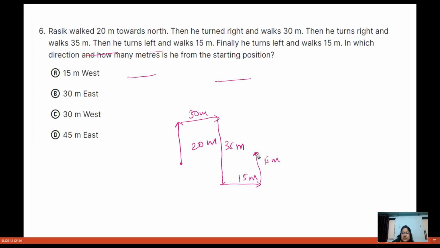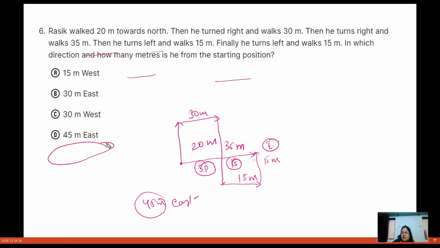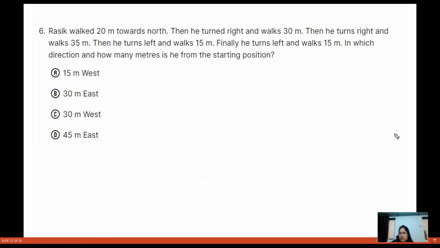So he is facing the north direction, but he has come in the east direction. From here to here, he has come in the east direction. Now this is 30 meter and this is 15 meter, so 30 plus 15 is 45 meter east. So he is exactly 45 meter east.